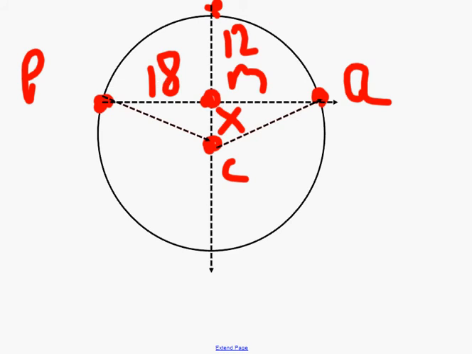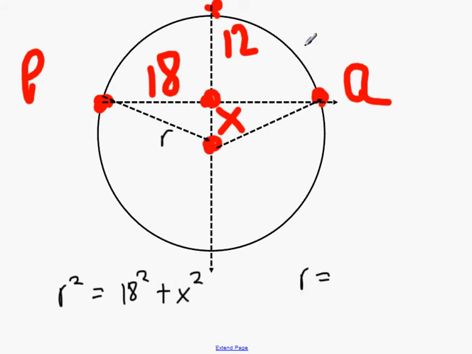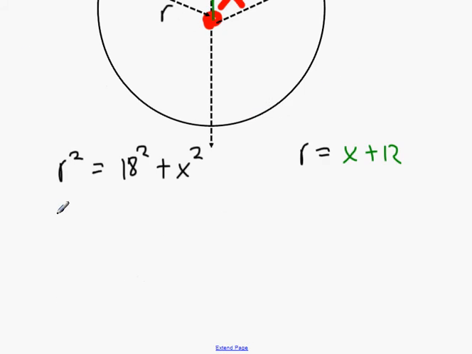I'm just going to get rid of the points because they're just clogging up everything at the moment. Now would everybody agree that the radius is this here? So radius squared equals 18 squared plus x squared. What's the problem with that? Radius is also equal to what? Somebody tell me. x plus 12. There you go. x plus 12 squared equals 18 squared plus x squared.